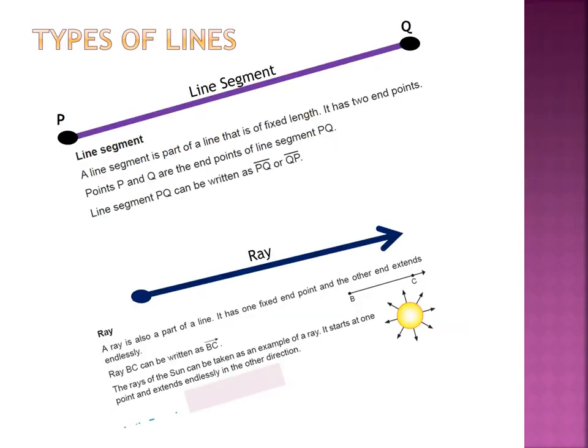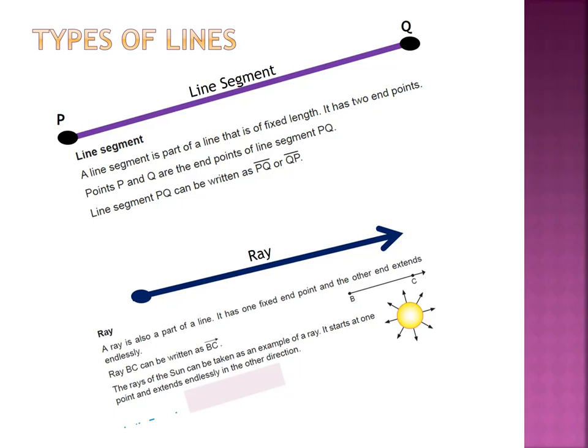In the previous slide, we have learned about points. In this slide, we are going to learn about types of lines. In that, the first is line segment. A line segment is a part of a line that is of fixed length. It has two end points. Points P and Q are the end points of line segment PQ. In the picture, we can see a purple line which has been ended with two points, named P and Q.